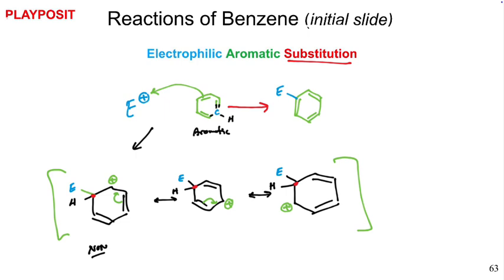I want to restore aromaticity. To do that, I'll take the electrons away from the hydrogen to remake the pi bond. What happens? I will get H+ floating around in solution, which makes sense. If I'm going to swap hydrogen for E, if E started positive, hydrogen had better end positive. And this chemistry works because the E positive is more reactive than the H positive. And what we've now done is an electrophilic aromatic substitution. We've changed the substituent on the benzene ring.